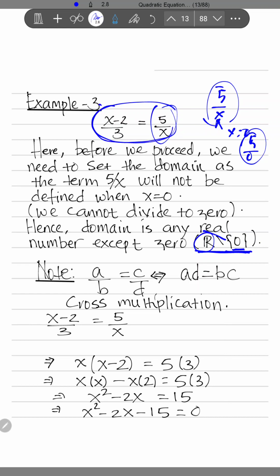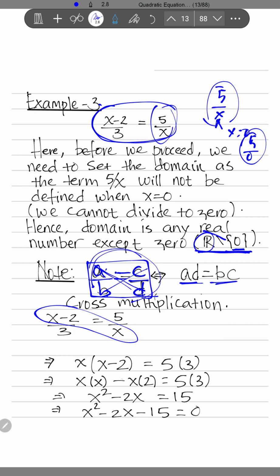Now this is not in the general quadratic equation form, so it needs some rearrangement. For this, we need one little formula. A divided by B is equal to C divided by D, or A over B is equal to C over D. When we have such an expression, we can simply cross multiply, which is AD equal to BC. With that, we multiply x and x minus 2 by 15 here. But x times x minus 2 is x squared minus 2x.